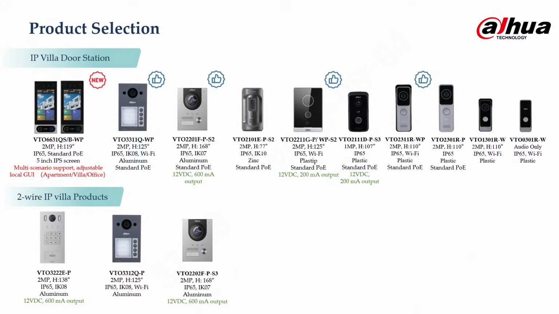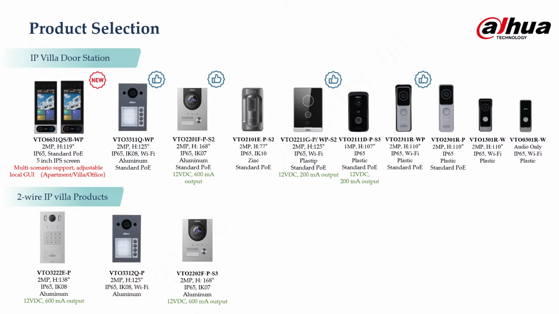And one important thing about the VTOs: when you're using a two-wire solution, you need to have a slightly different VTO and VTH, since they need to have a two-wire interface. For example, this 2202F PS3 has an interface for two wires. So basically the VTHs and the VTOs are the same in the solutions, like apartment, villa, and so on, but two-wire is a little bit different since it needs to have a two-wire interface.